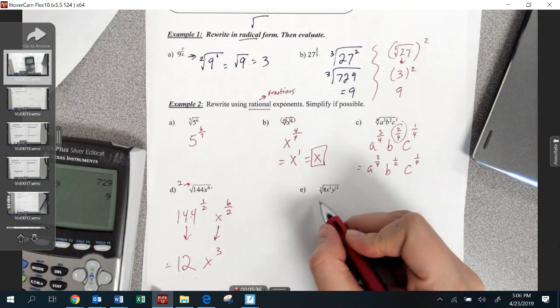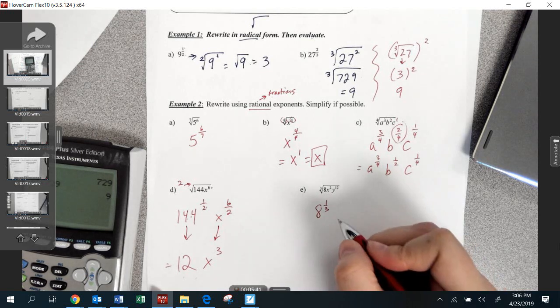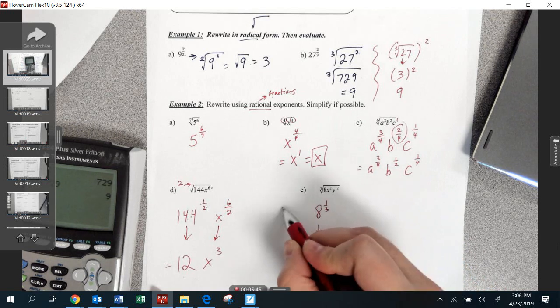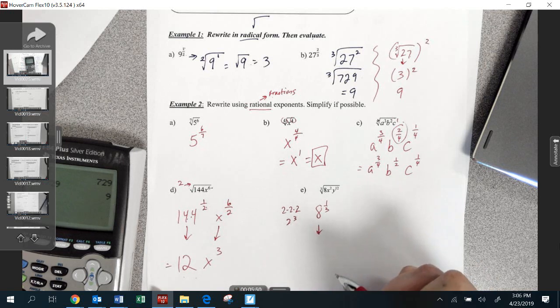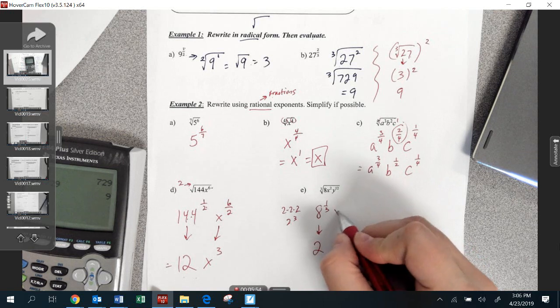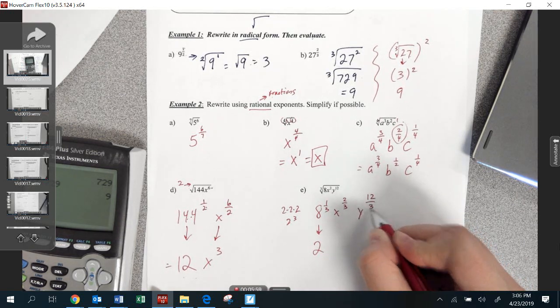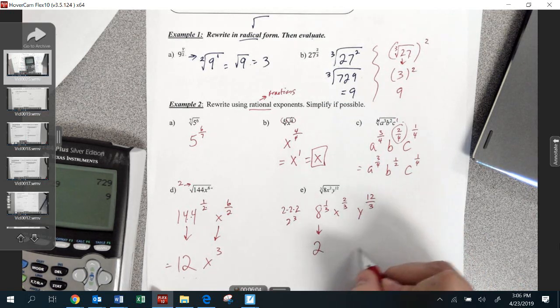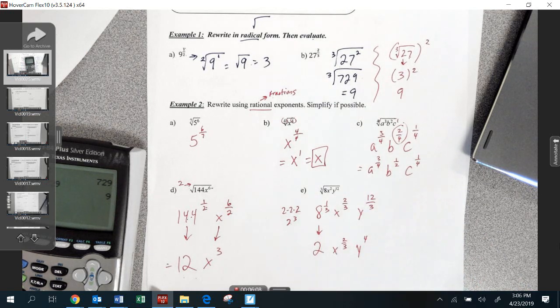Last but not least here, I'm doing the cube root of 8, which I could write as 8 to the 1/3. Let's see, the cube root of 8, 2 times 2 times 2 gets me 8, which means 2 cubed is 8. So the cube root of 8 is just 2. Then I'd have x to the 2/3, y to the 12/3. This can't be simplified, but this can. So I could write that as y to the 4th. Bring those all three down.